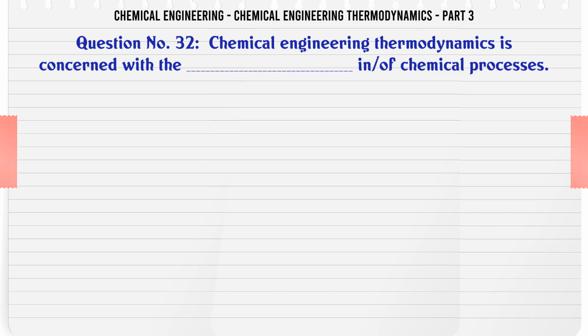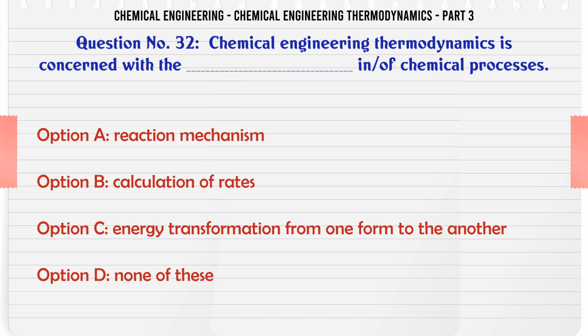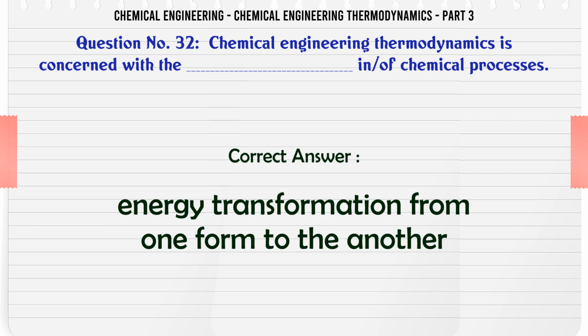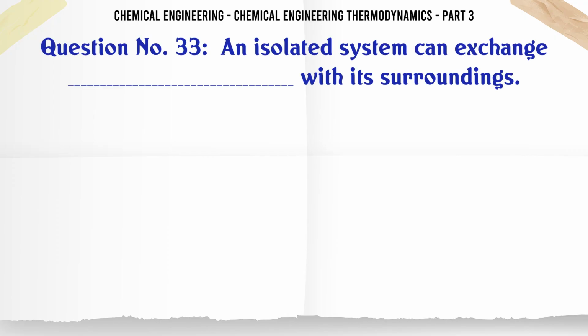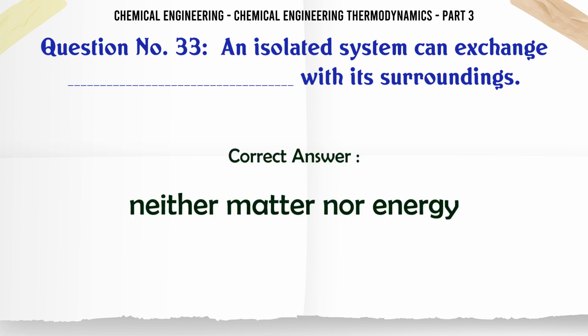Chemical engineering thermodynamics is concerned with the in of chemical processes. A. Reaction mechanism. B. Calculation of rates. C. Energy transformation from one form to another. D. None of these. The correct answer is energy transformation from one form to another. An isolated system can exchange with its surroundings. A. Matter. B. Energy. C. Neither matter nor energy. D. Both matter and energy. The correct answer is neither matter nor energy.